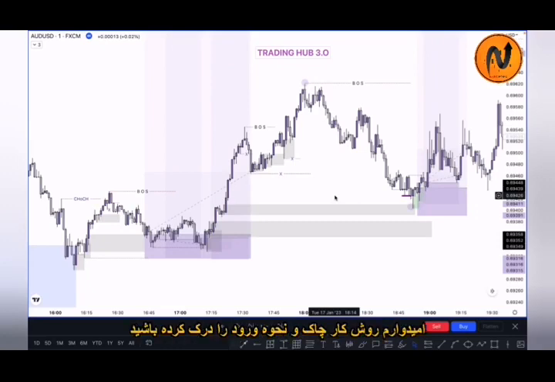So I hope you understand how CHOCH actually works and how you can take entry, what criteria you should follow when the market takes out the inducement, if the market does not take out the inducement, if the market creates any single candle order block. This is very interesting, and you can rewatch this video, apply it on your chart and backtest on your data.